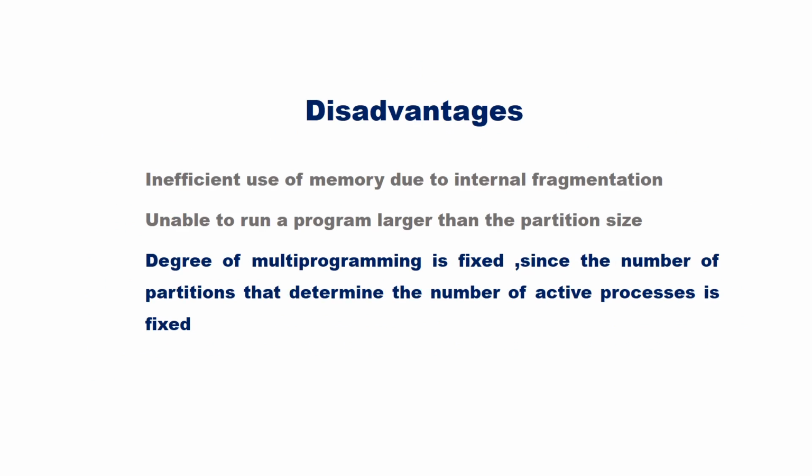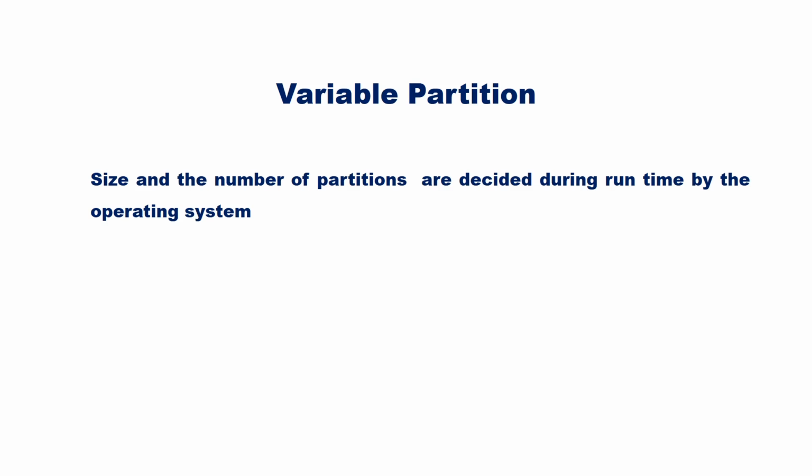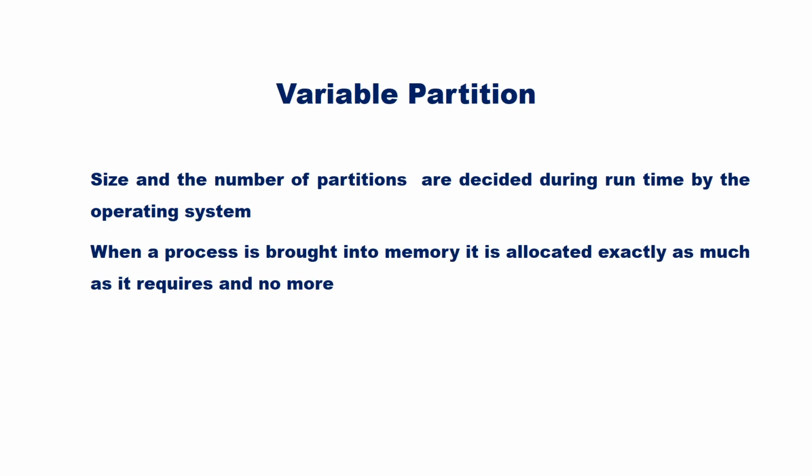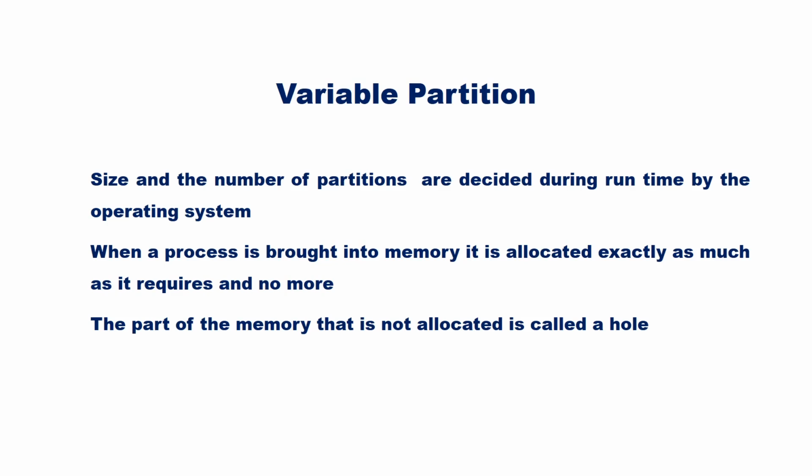In fixed partitioning, the degree of multi-programming is fixed since the number of partitions that determines the number of active processes is fixed. To overcome some of the difficulties with fixed partitioning, another approach known as variable partition or dynamic partitioning was developed. In dynamic partitioning, the size and the number of partitions are decided during runtime by the operating system. When a process is brought into the memory, it is allocated exactly as much as it requires and not more. The part of the memory that is not allocated is called a hole.